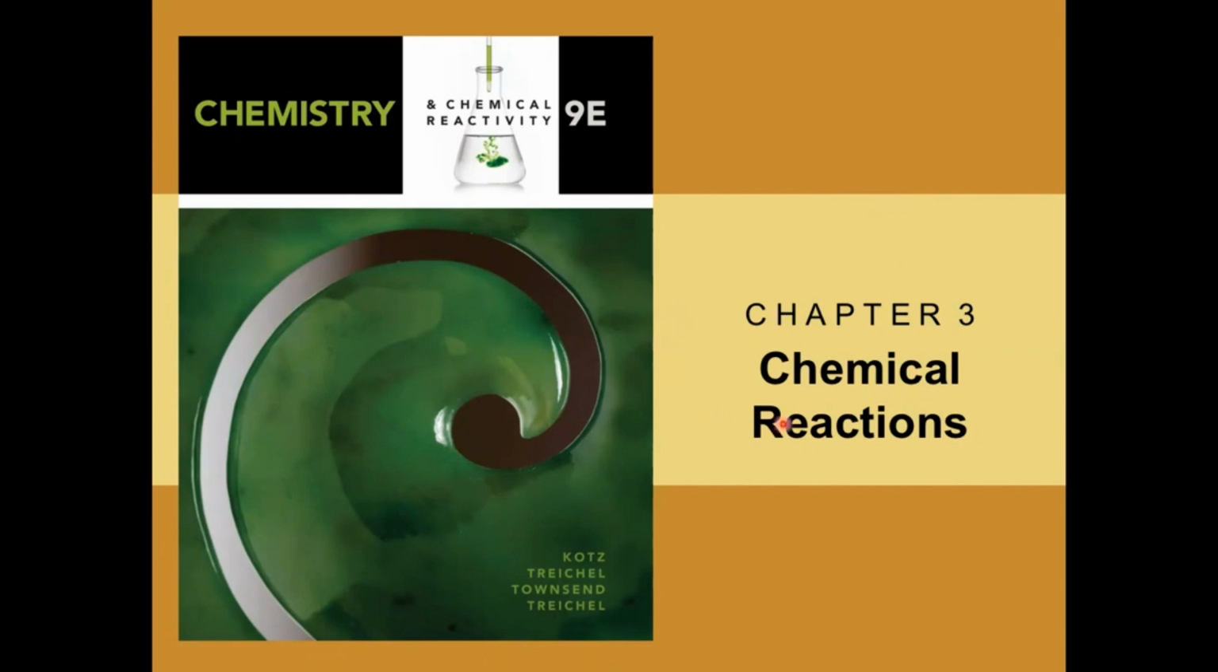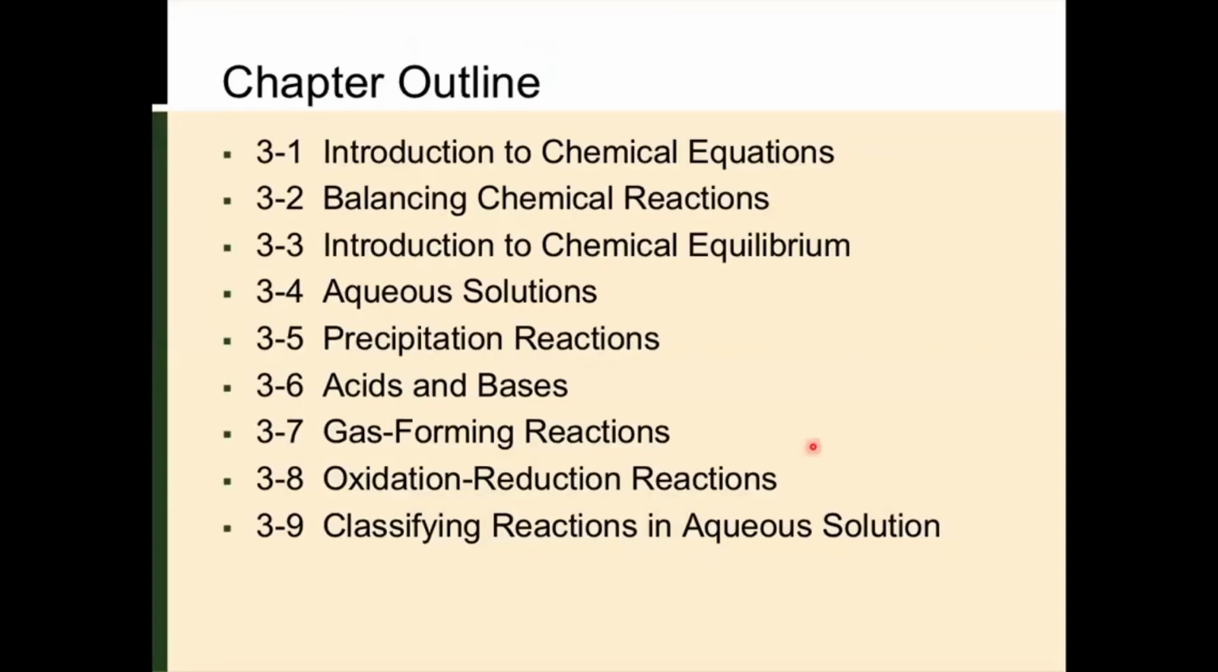So we'll be talking about things like stoichiometry, balancing equations, solubility, things like that. In chapter 3, there are 9 major topic areas. There's an introduction to chemical equations and what they are. There's balancing chemical equations, because sometimes when we start off with a reaction, say between carbon and oxygen, the equation isn't balanced, so we need to correct for that.